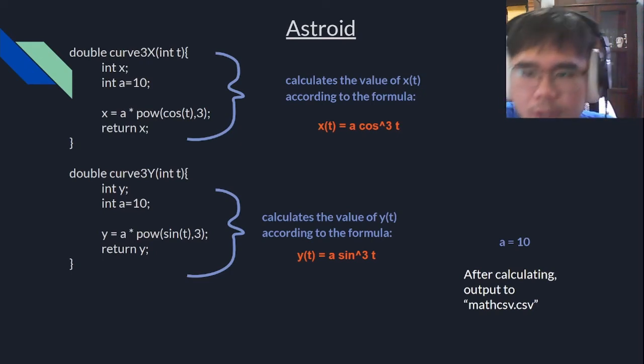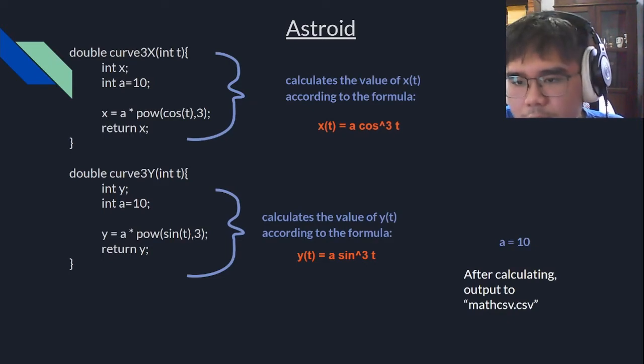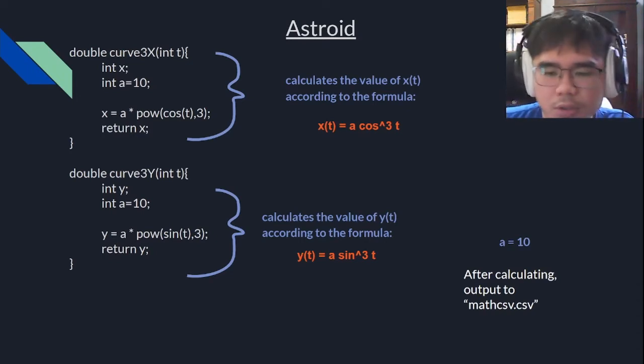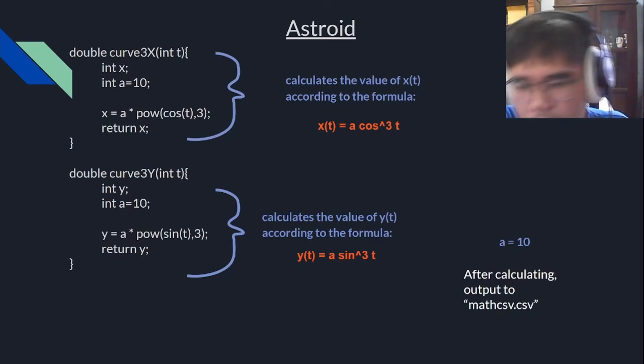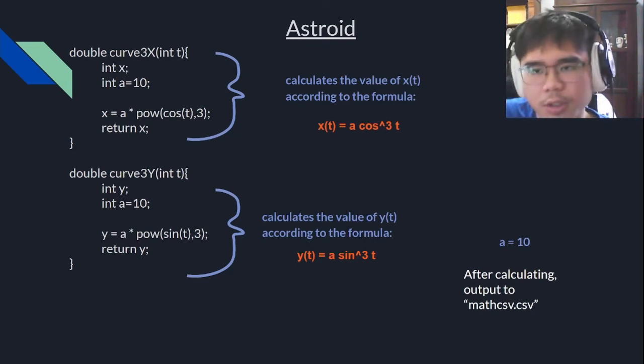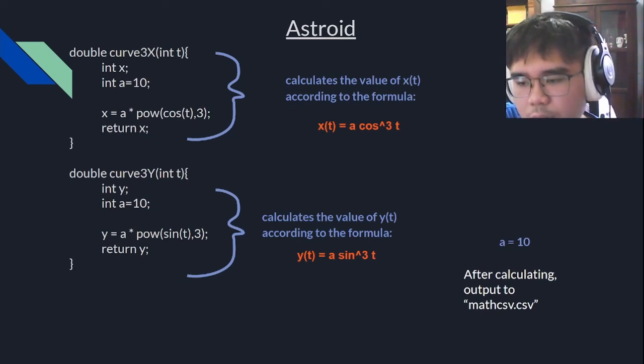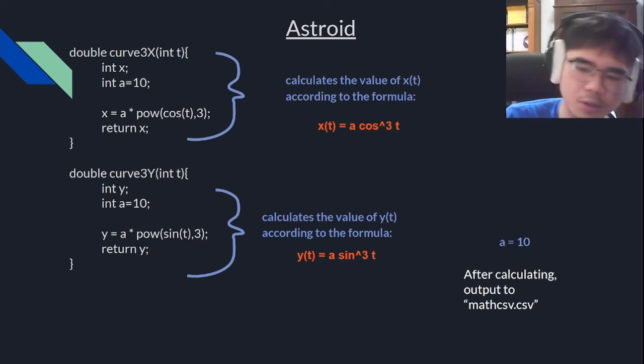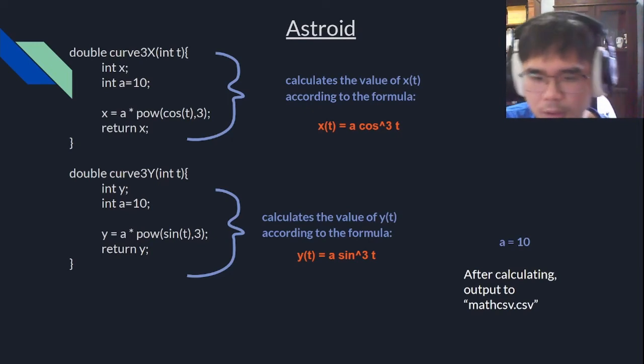The top is to calculate the value of x according to the formula x equals a cos to the power 3 of t, and the bottom is to calculate the y coordinate of the asteroid. It calculates the value of y according to the formula y equals a sin to the power 3 of t. In this part, a is equal to 10, and after calculating all the values, coordinates, it outputs the values to math.csv.